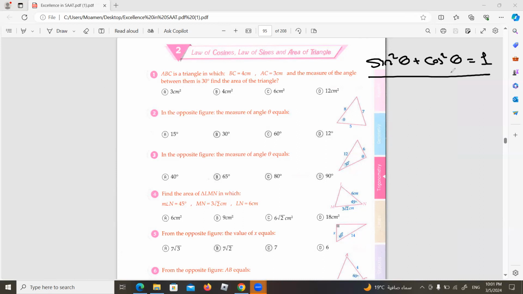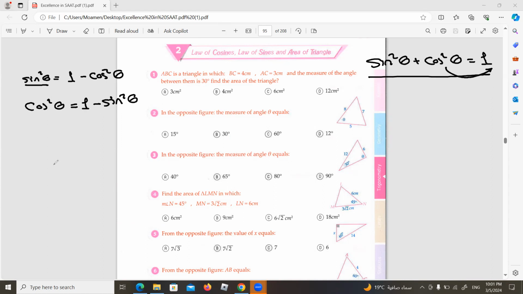What are the other rules? I can get cosine on one side and the opposite on the other side. So sine square theta will be equal to 1 minus cosine square theta. If we have to find sine squared, just take 1 minus cosine squared. And the opposite is also right: cosine square theta equals 1 minus sine square theta.